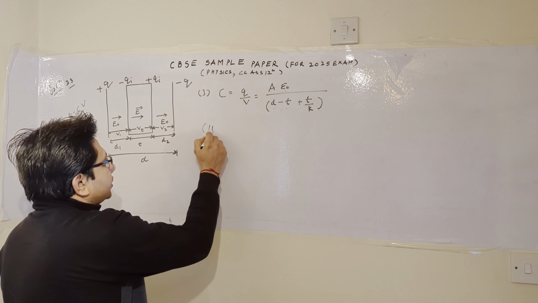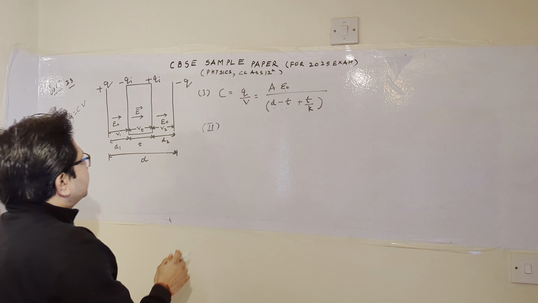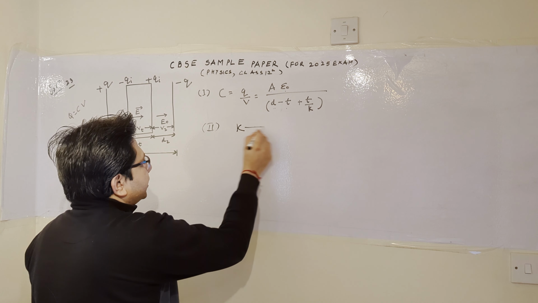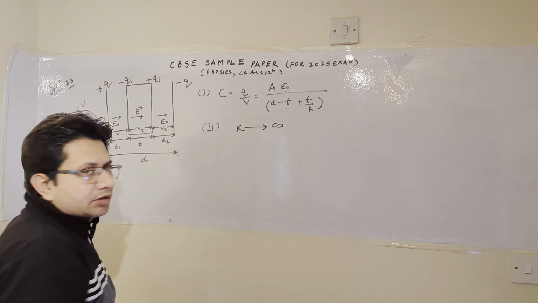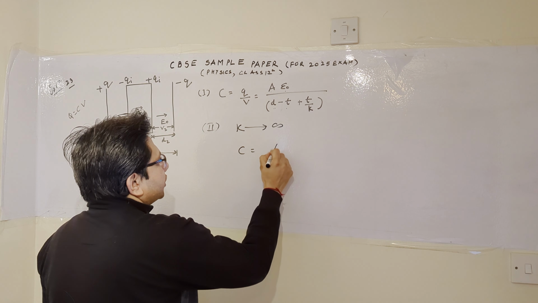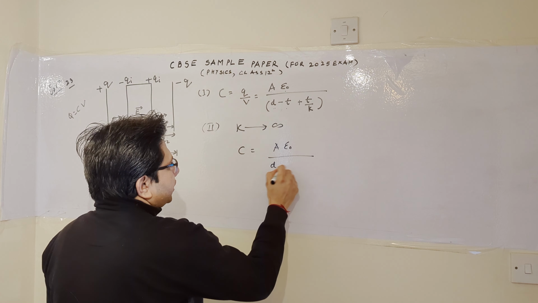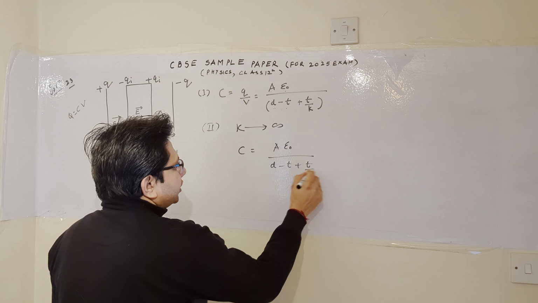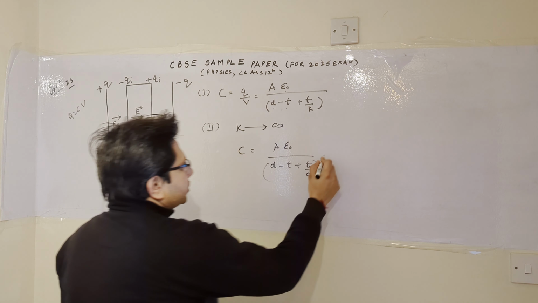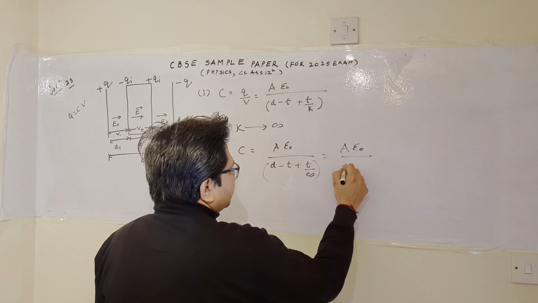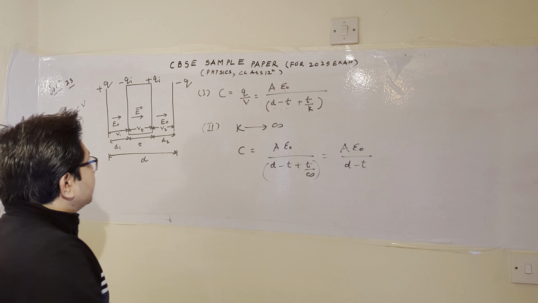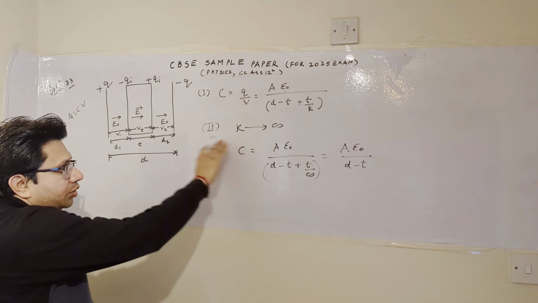In the second part, it is asked that a metallic plate is inserted instead of the dielectric. For the metal, we know that K tends towards infinity. So C equals A epsilon naught upon d minus t plus t upon infinity. Now t upon infinity is 0, so this comes out to be epsilon naught A upon d minus t. So this is the expression for the case where there is a metal, the second part.